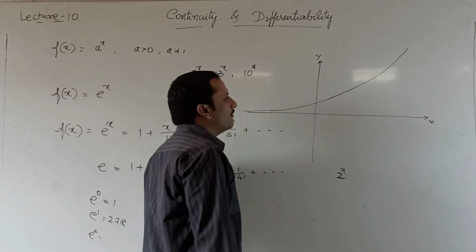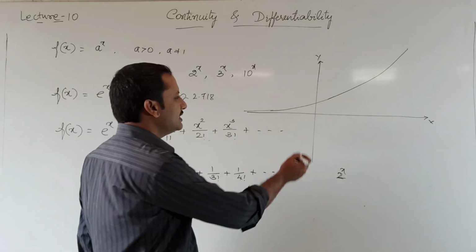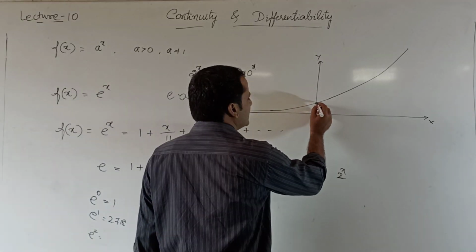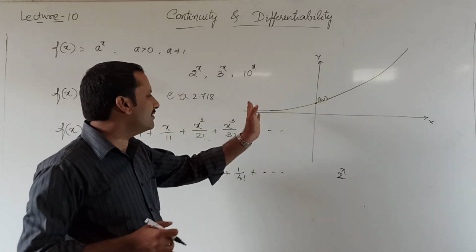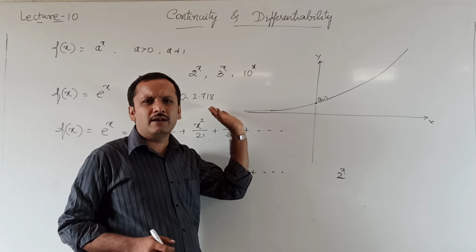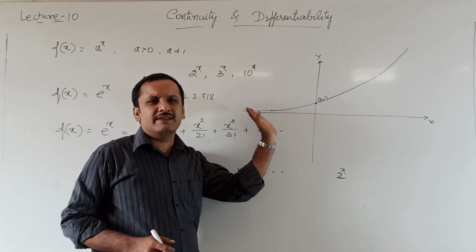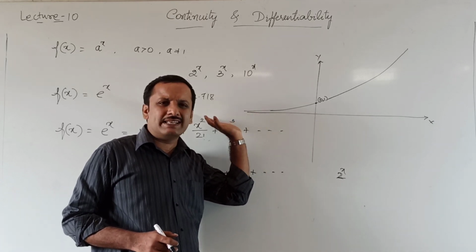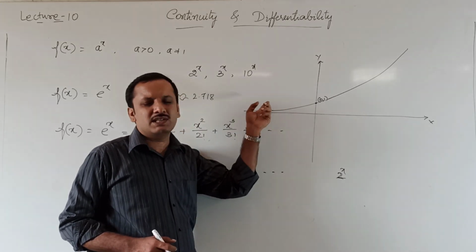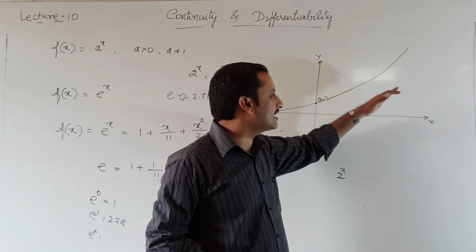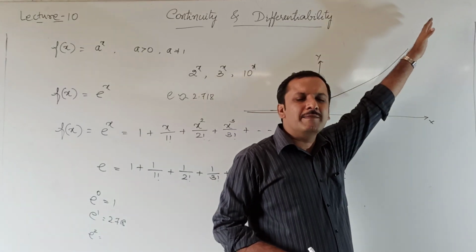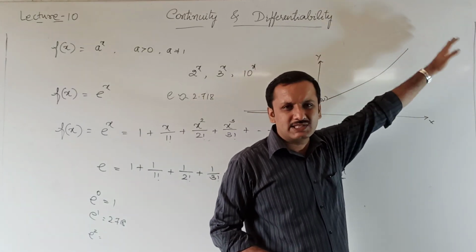This is the graph of e power x. At 0, e power 0 is equal to 1. So this is the point (0, 1). Now as the value of x becomes lesser and lesser, in other words, when x approaches minus infinity, this e power x will approach 0. As x increases, the value of e power x also increases.